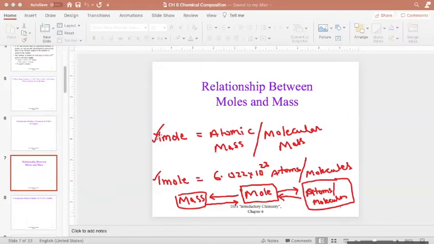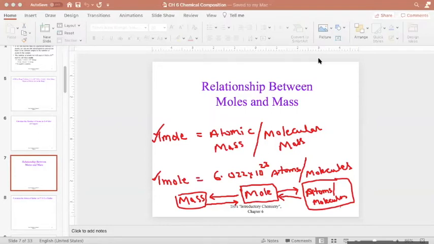So this is your main thing for this chapter: these two relations and this pathway, mass, mole, atom, atom, mole, mass. You have to follow this pathway. If you know these two things, you can solve any problem from this chapter, right? Okay.